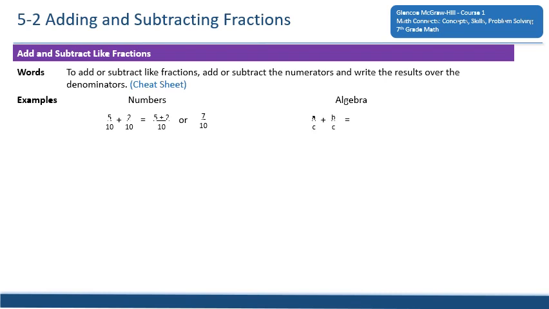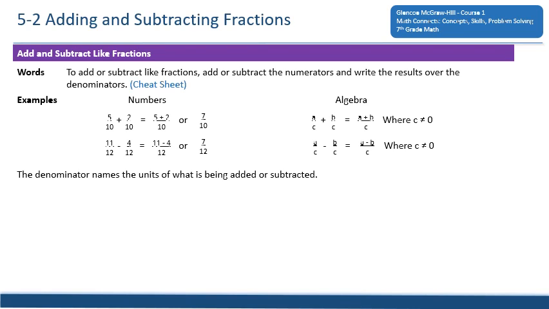In algebra, we say A over C plus B over C equals A plus B over C, and C is not equal to 0. Remember, you cannot have 0 in the denominator. 11/12 minus 4/12. This works the same as addition. I have 11 minus 4 over 12, or 7/12. In algebra, it's A over C minus B over C, so we get A minus B over C, where C is not equal to 0. Again, you cannot have 0 in the denominator.